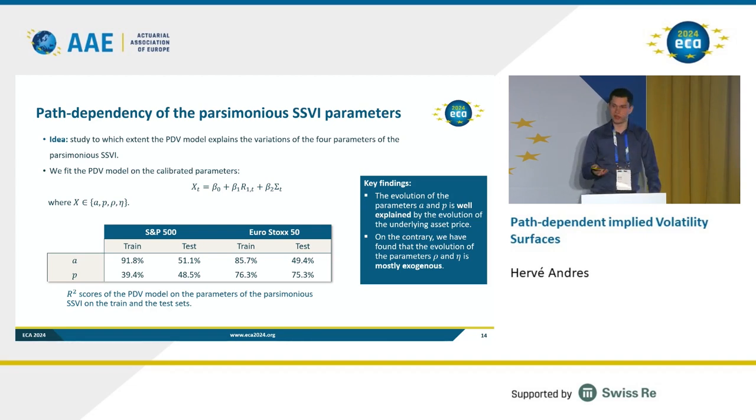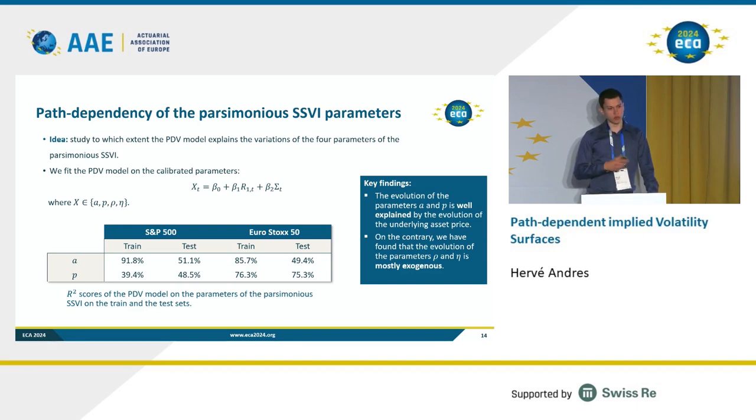So we fitted the same PDV model, path dependent volatility model, for each of the 4 parameters. And we observed that for 2 of the 4 parameters, we observed the same feedback effect of the past returns and the past square returns on the value of these parameters. You have the R2 scores in the table. So we were very happy about that.